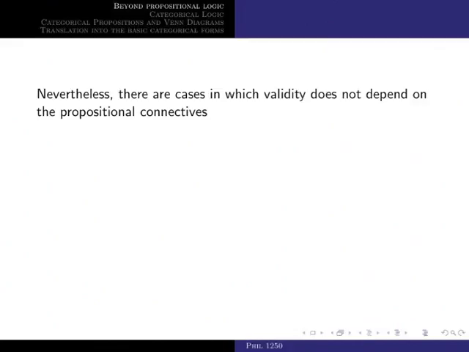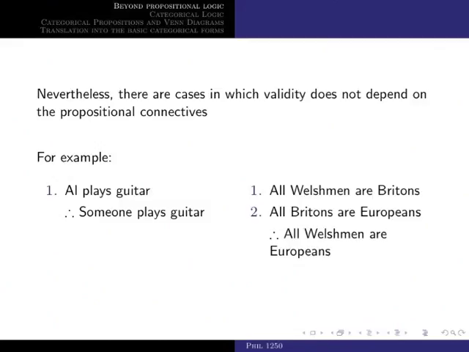However, there are cases in which validity does not depend on the propositional connectives. For example, take these two arguments. The first one is: Al plays guitar, therefore someone plays guitar. And the other one is: all Welshmen are Britons, all Britons are Europeans, therefore all Welshmen are Europeans. So intuitively, these are valid arguments. But can propositional logic show that they are valid?